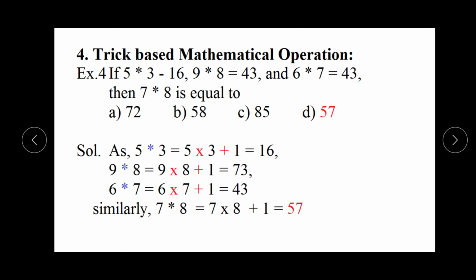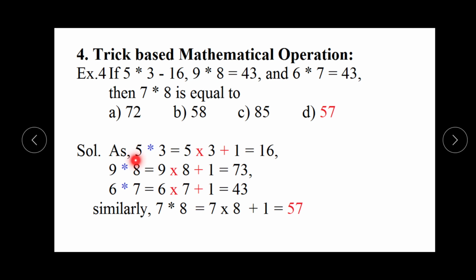Trick based mathematical operation. It means in the trick based mathematical operation the rule BODMAS will not be followed. Here we will find out the new pattern. We can understand better by this example. If 5 star 3 is equal to 16, 9 star 8 is equal to 43, and 6 star 7 is equal to 43, then we have to find out 7 star 8 is equal to.